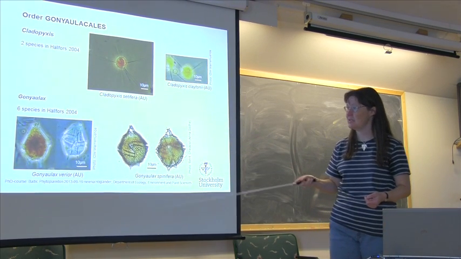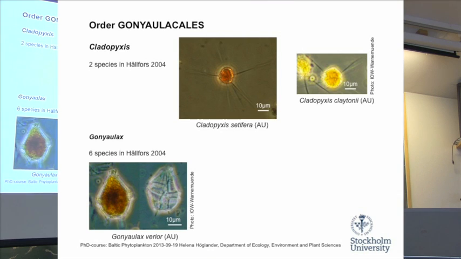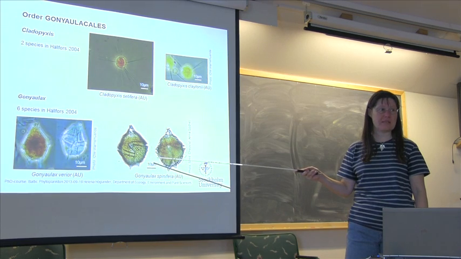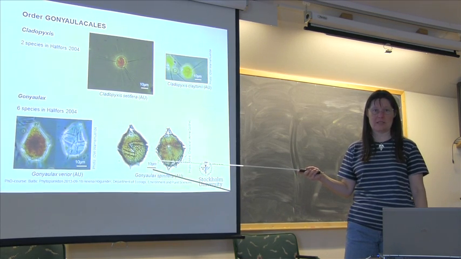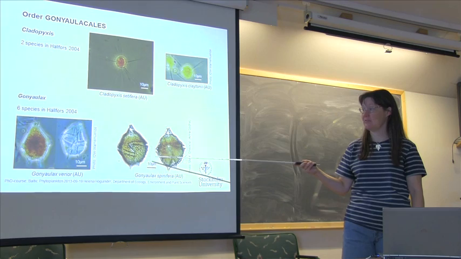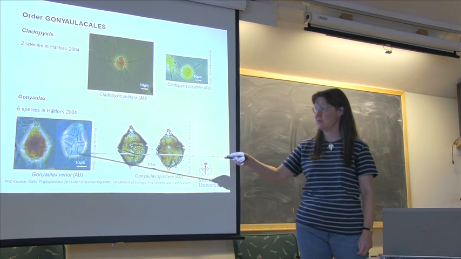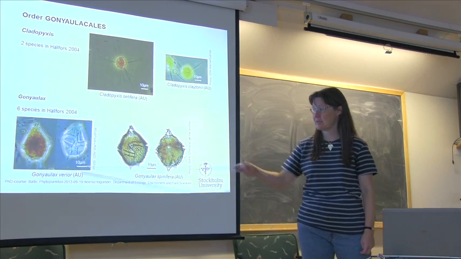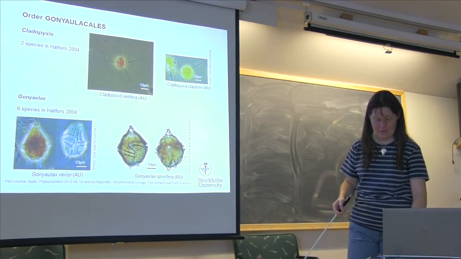Then we have different kinds of Gonyaulax species, and they can have different lengths of the spines to use for identification. And the problem with these are when they are fixed with Lugol that we're using, an iron solution, they're usually very dark. So it's very difficult to identify them. So you really need to look at the plates to identify them.